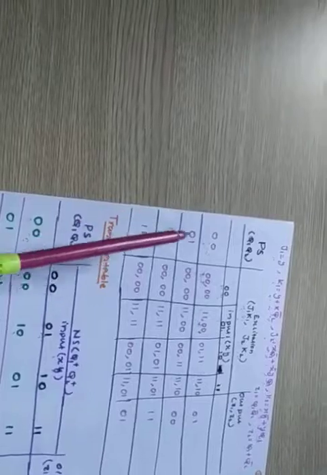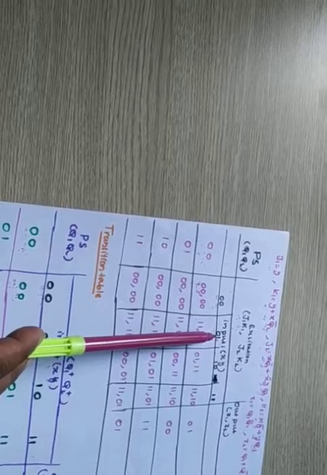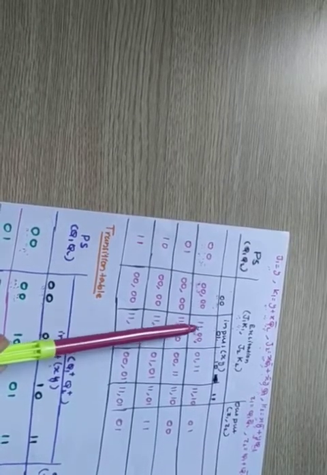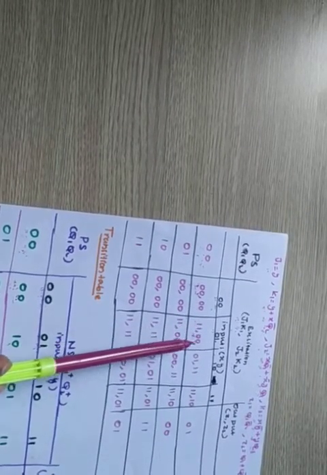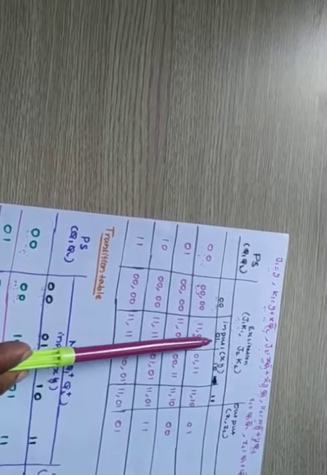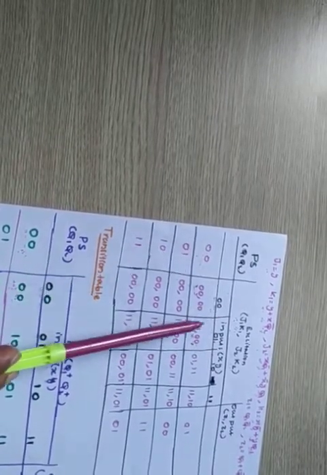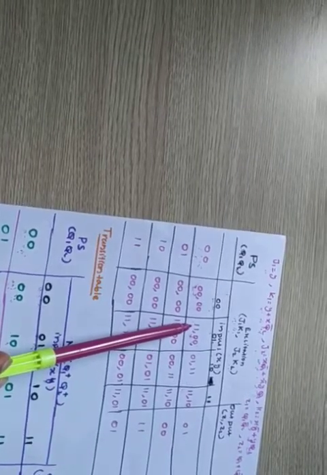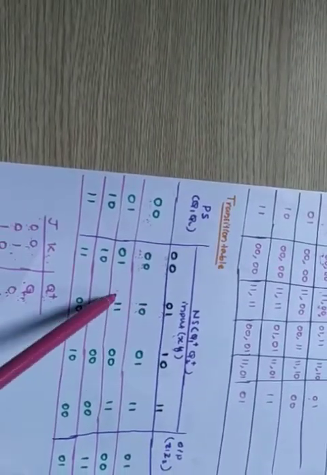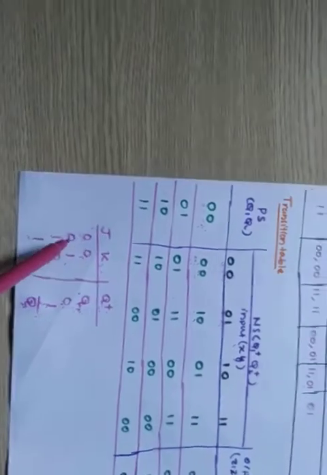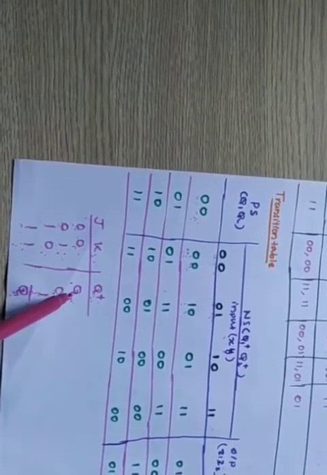Now for 0, 0 present state, 0, 1 input, what is the next state? Look at the table. For 0, 0 present state, 0, 1 input. What is the next state? First is J1 K1: corresponding to Q1, you have to look at J1 K1. Corresponding to Q2, you have to look at J2 K2. For 0, 1 input, 0, 0 present state, what is J1 K1? It is 1, 1. So what is Q1 here? How to find out Q1 here? This first term is Q1. Second term is Q2. What is Q1?